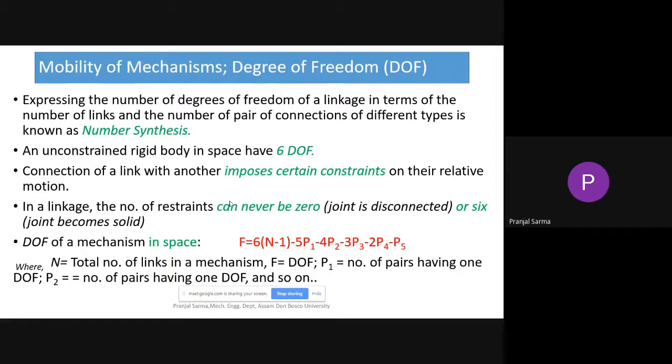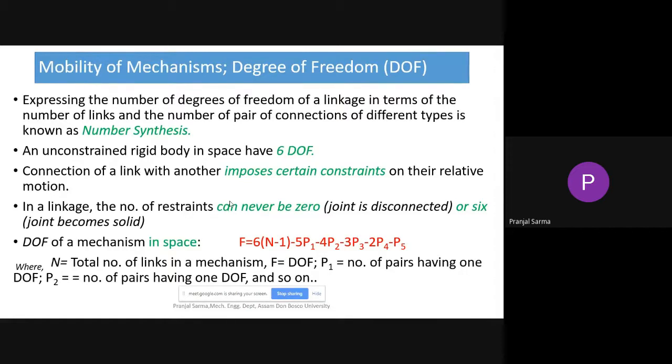So 3 plus 3 is the 6 degrees of freedom that is possible for anybody which is not constant. There is no limitation to it. That means everywhere it can move, so it will have 6 degrees of freedom. But whenever we are thinking of a kind of mechanism, then actually only a rigid link will not do any work. Okay, there will definitely be certain connection of a link with another link.